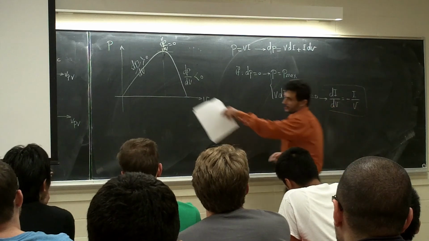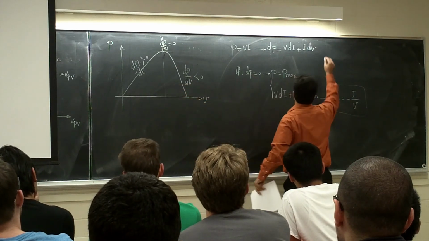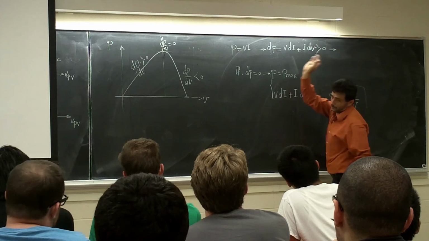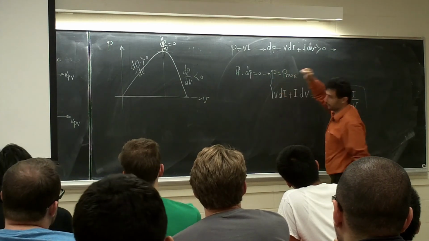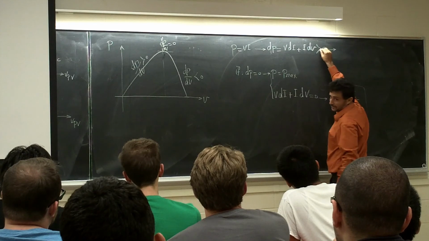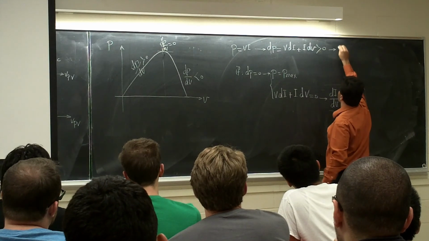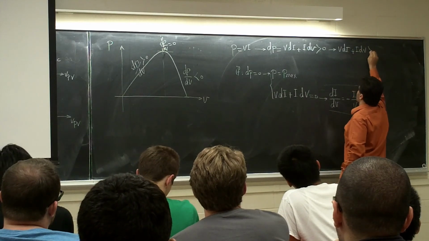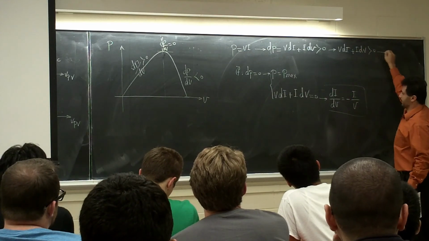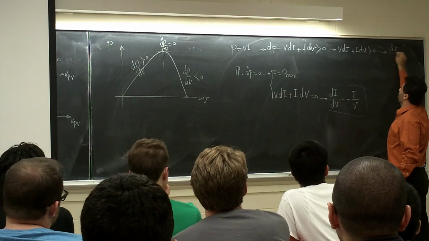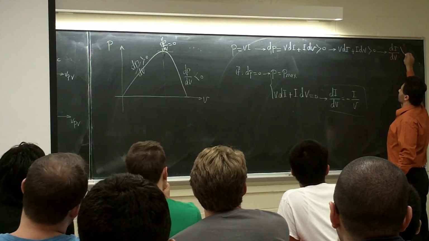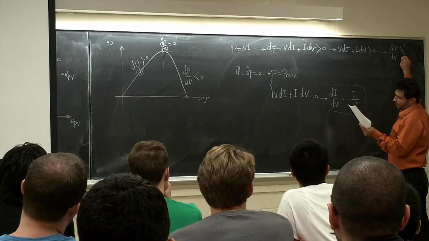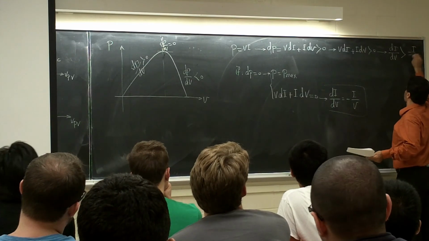On this side, dP is positive. I'm talking about the left side, remember, I'm working on the left side. It's going to be V dI plus I dV is more than 0. Basically, dI over dV is going to be more than minus I over V.